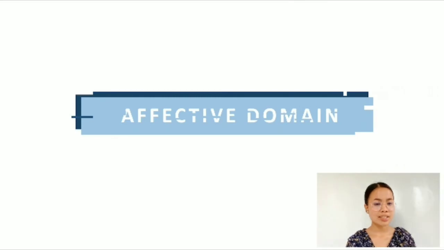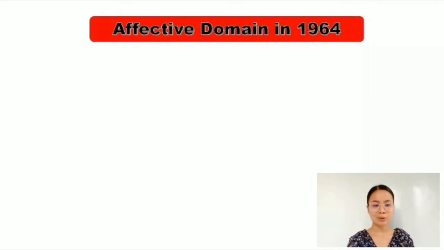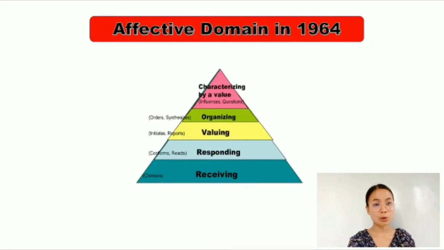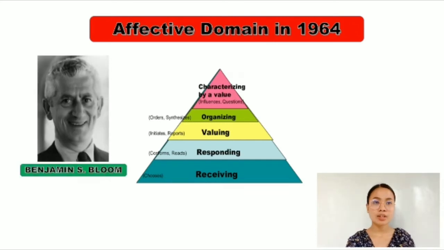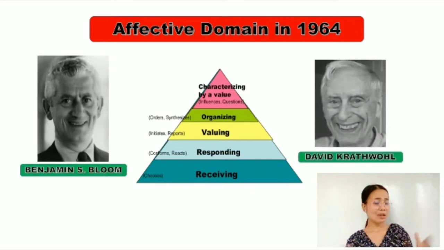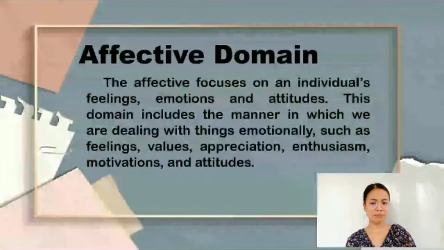Learning takes place not just in the learner's cognitive, but also in their psychomotor and affective domain. That is why, for this video, we are going to discuss the affective domain. The affective domain was addressed in 1964 in the Taxonomy of Educational Objectives. This concept was proposed by Benjamin Bloom together with David Krathwohl. But how do we define the affective domain?